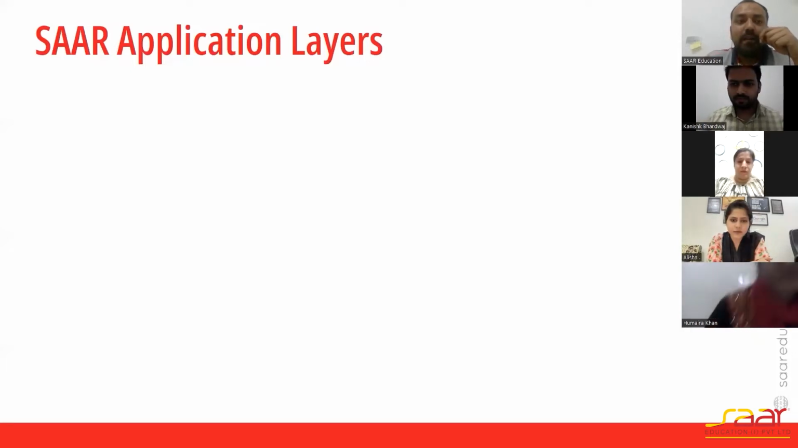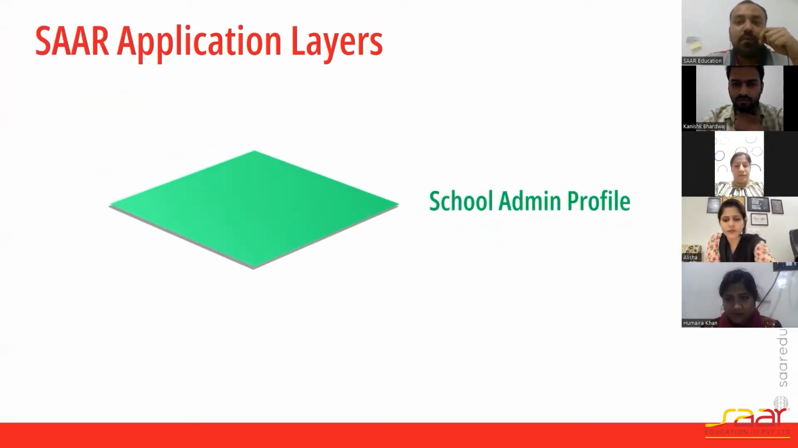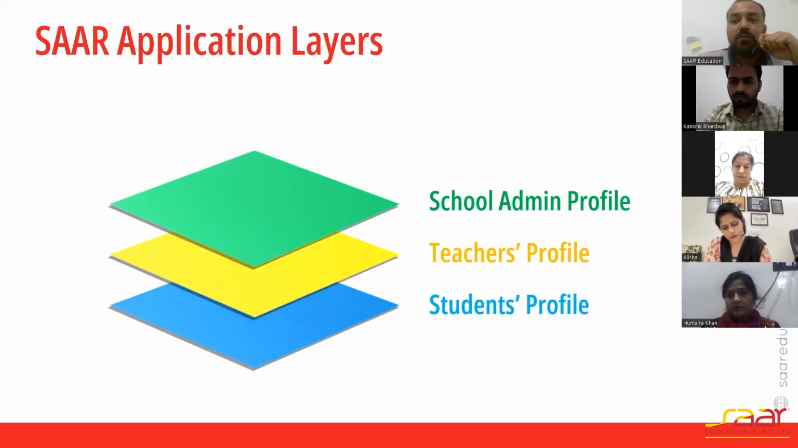So basically our app has three different layers. When I say three different layers, I mean there are three different types of people who can use our app. The very first layer is the school admin profile. This would be the administrator account that would be used by the school to add teachers and to add students onto the platform. The second layer is the teachers profile, that is, the teachers would be using our app. And the third layer is the students profile.